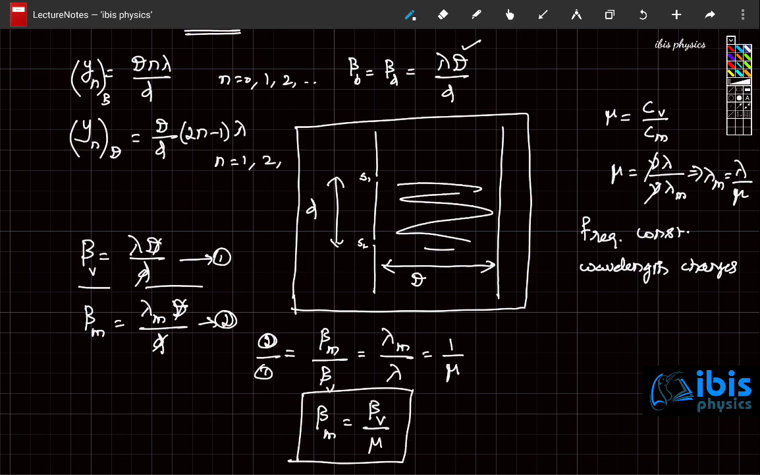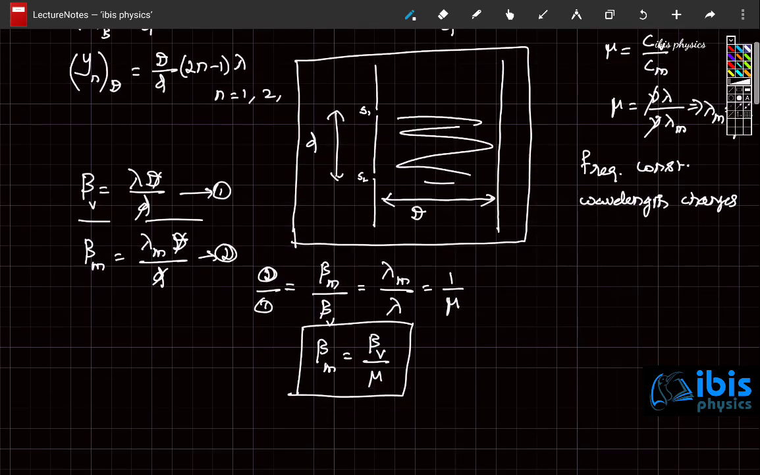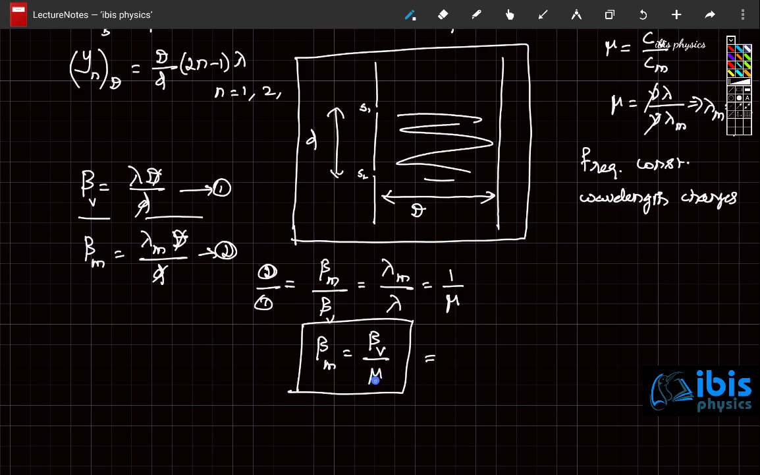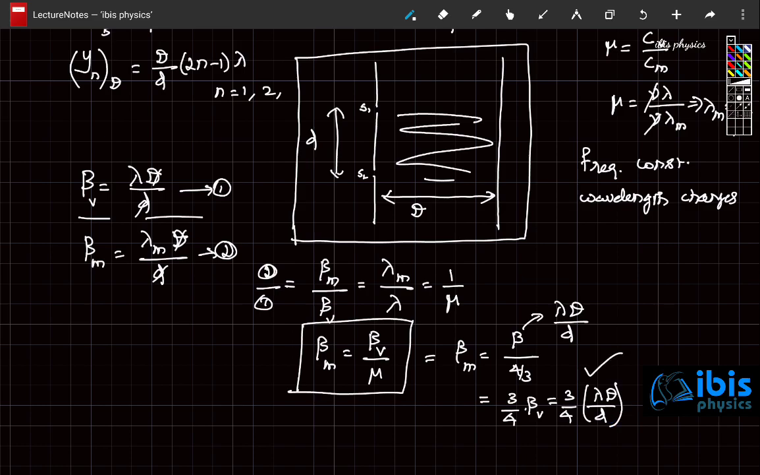So when Young's double slit apparatus is immersed in a liquid, the fringe width becomes 1 by mu times the original. If they give you the refractive index, say 1.5 or something, the fringe width in the medium is equal to the fringe width in vacuum divided by the refractive index, where you first calculate the value using λD by d. If it is water, the refractive index is 4 by 3, so it is 3/4 of the fringe width in vacuum, or 3/4 of the normal λD by d. So this one we calculate.